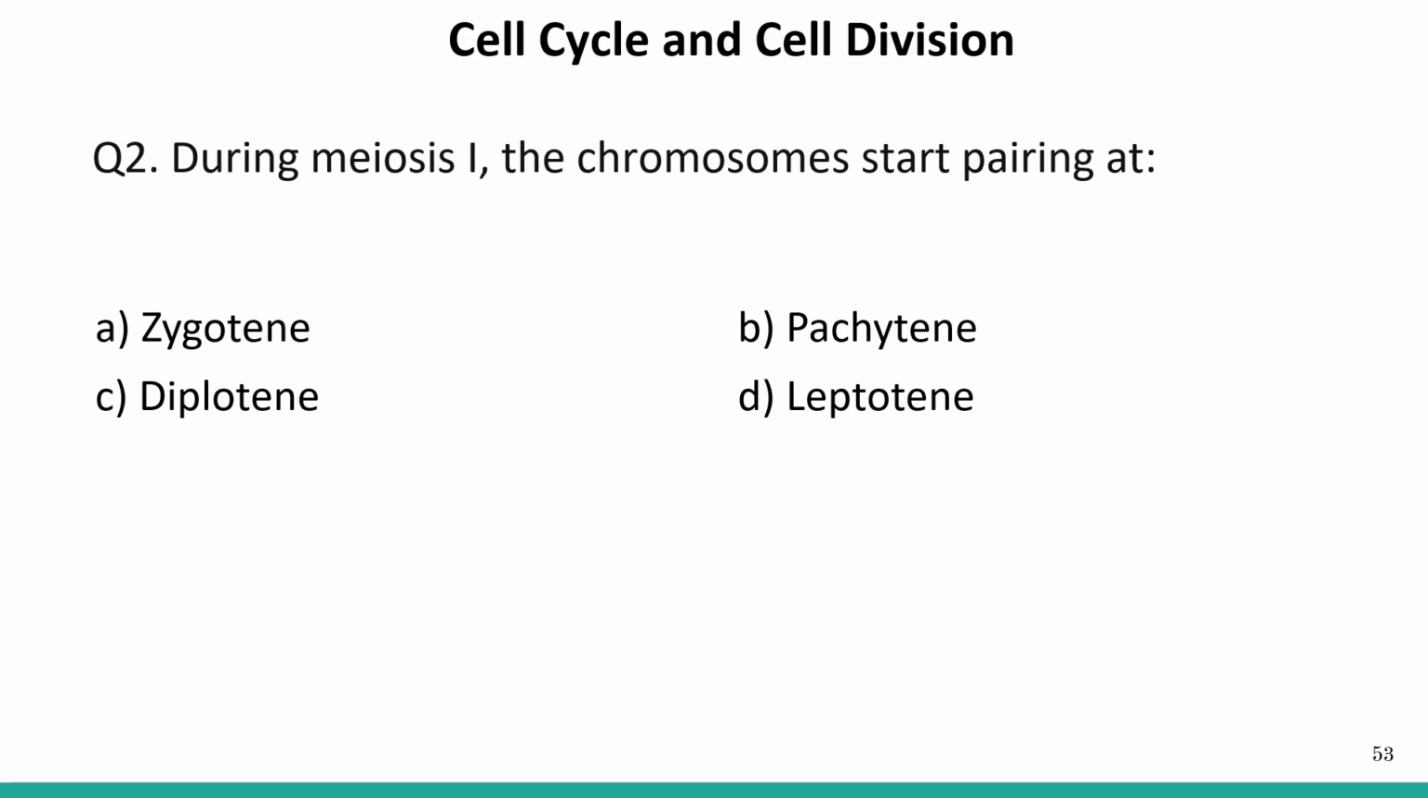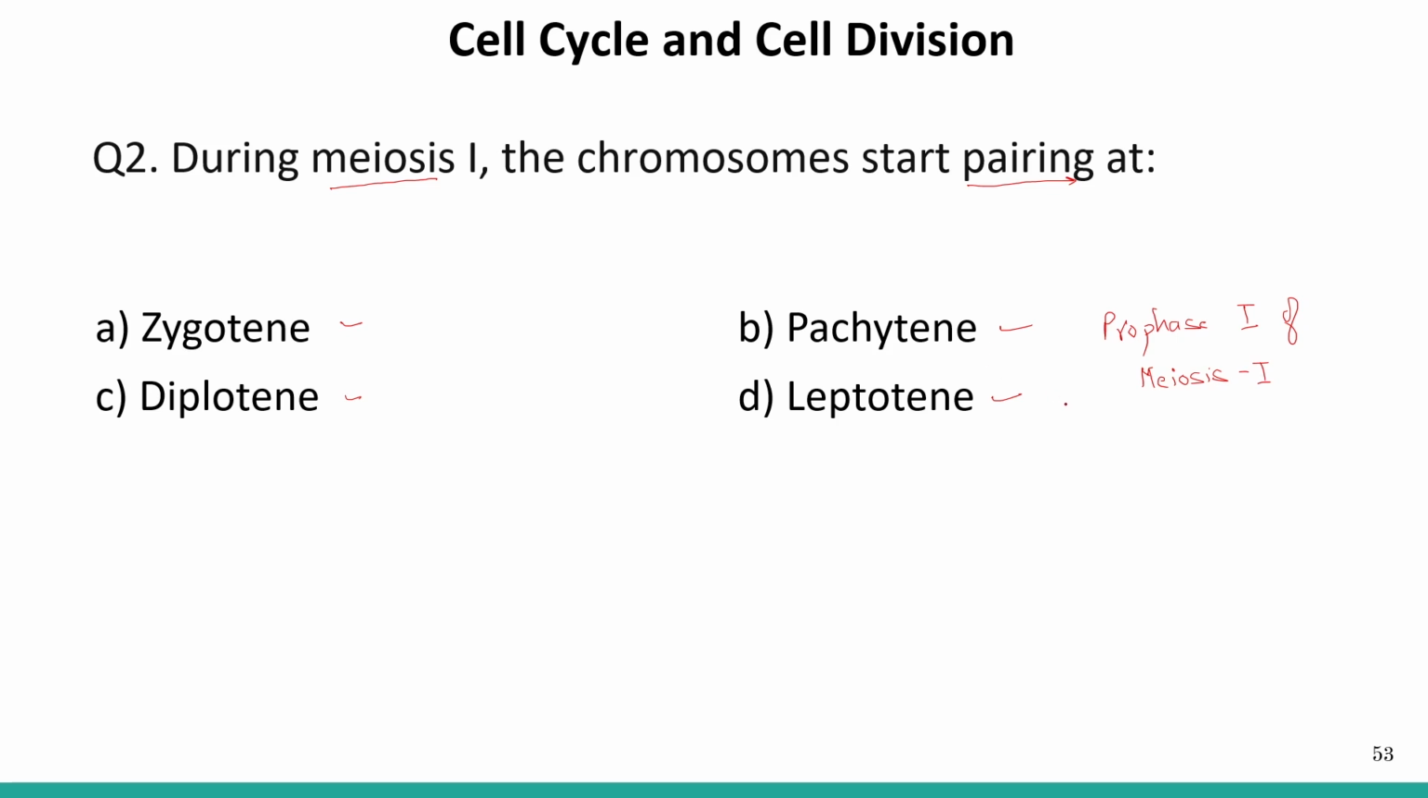Now coming to the next question. Here they are asking: during meiosis 1, the chromosomes start pairing at which stage? The options are zygotene, pachytene, diplotene and leptotene. These are the stages of prophase 1. So here they are talking about prophase 1 of meiosis 1.